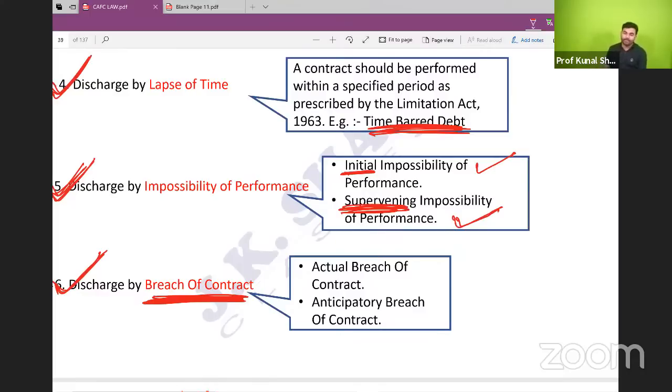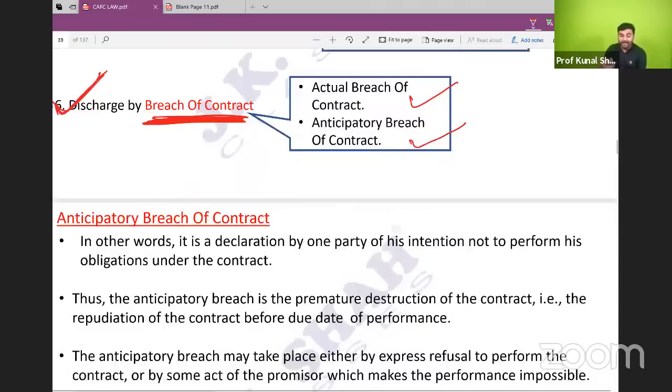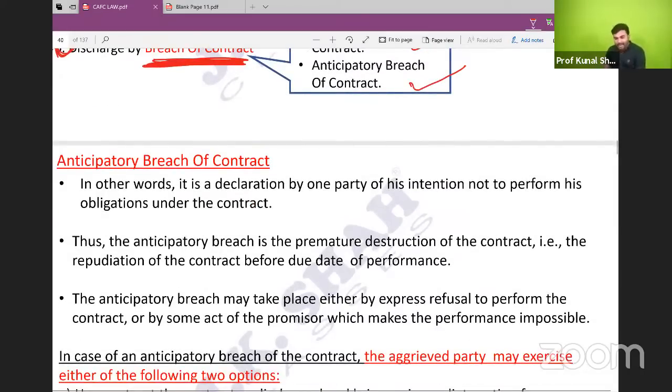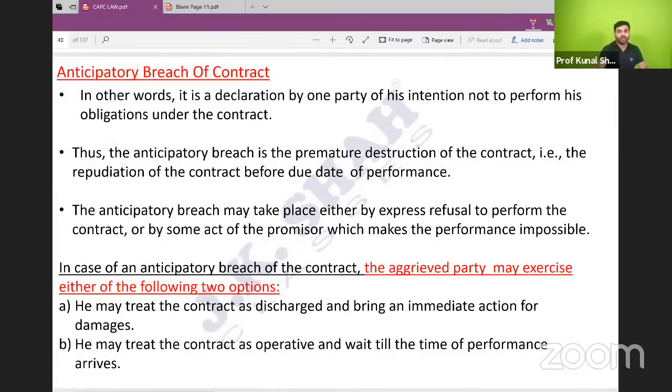See, breaches are of two types. It can either be an actual breach of contract or an anticipatory breach of contract. What do you mean by anticipatory breach of contract? Anticipatory breach is a breach done before the due date of performance. If before the due date of performance, one of the parties refuses to perform the contract, then it is nothing but anticipatory breach of contract.